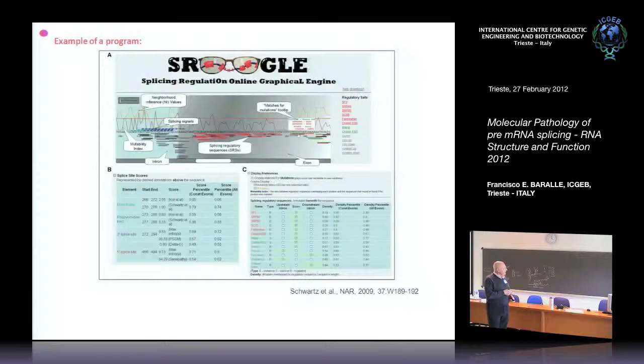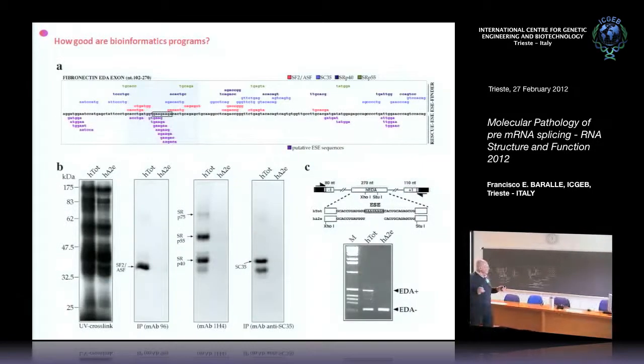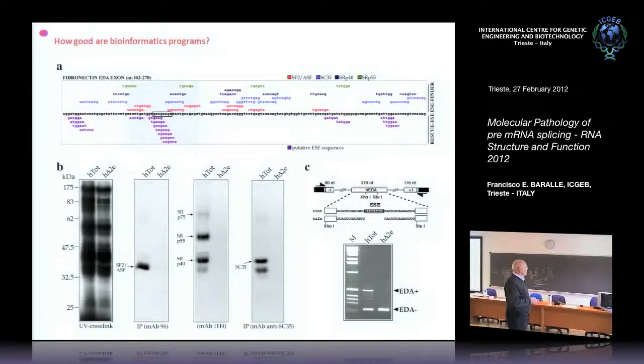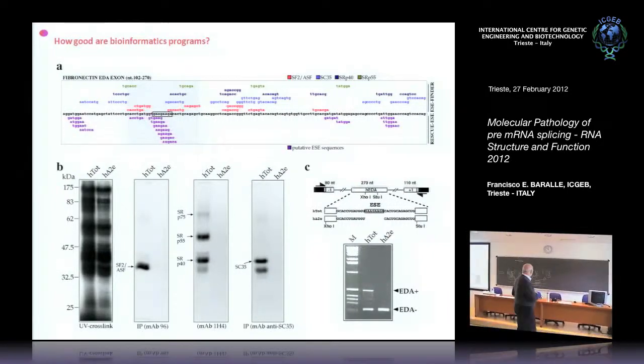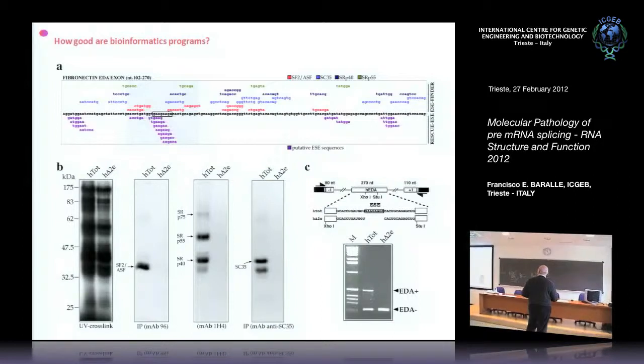There are many of them, many combinations of them, but I show you just one example. That is a gene that is not linked to a disease. It's a gene that we have been studying for a long time. It is the fibronectin gene, an extracellular matrix protein. This is an exon that is alternatively spliced. It is included or excluded in different proportions in different cells.